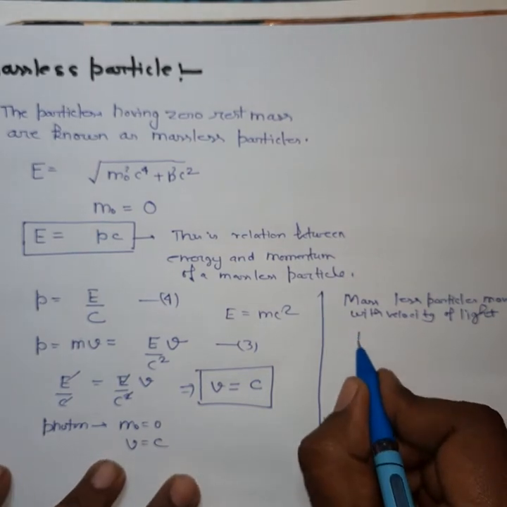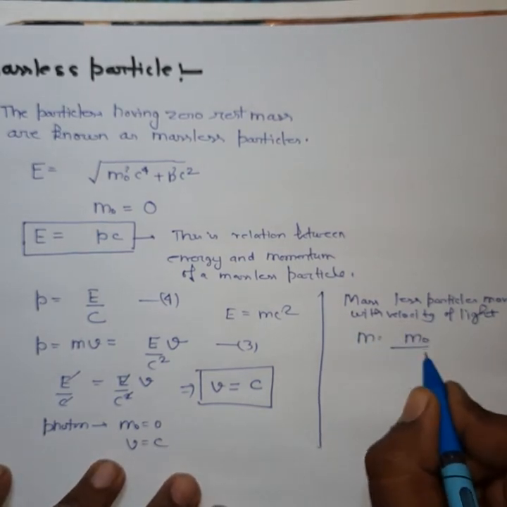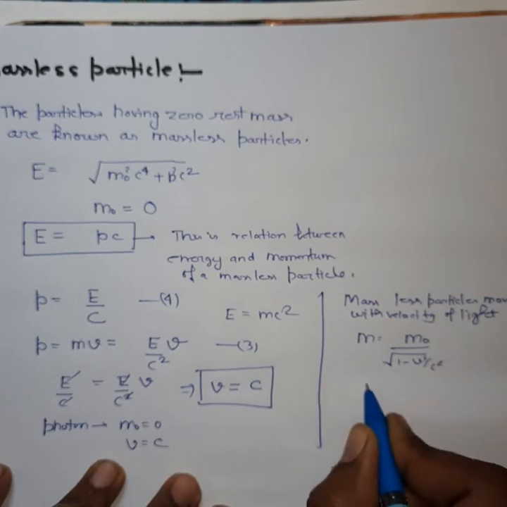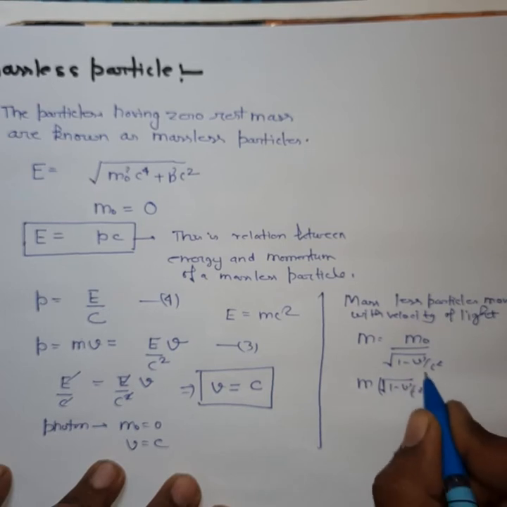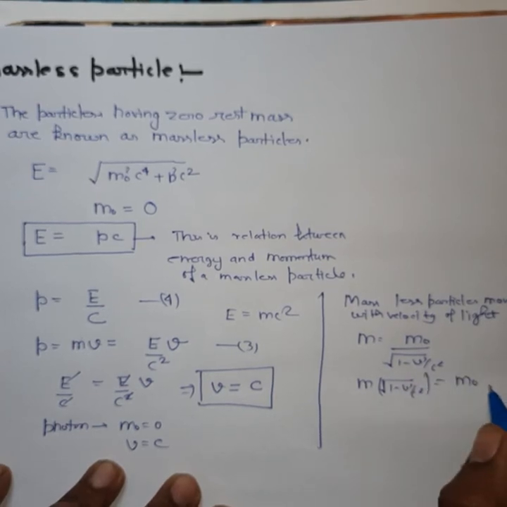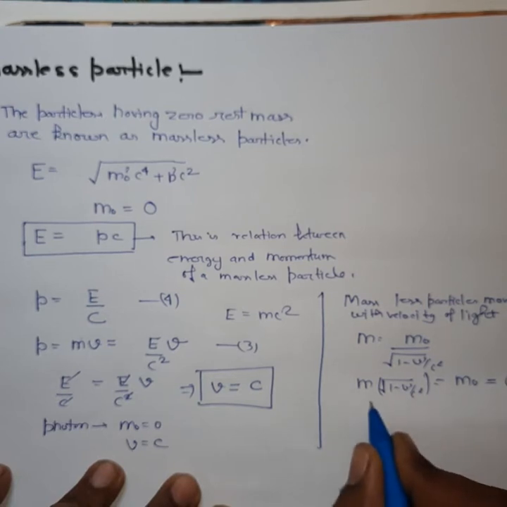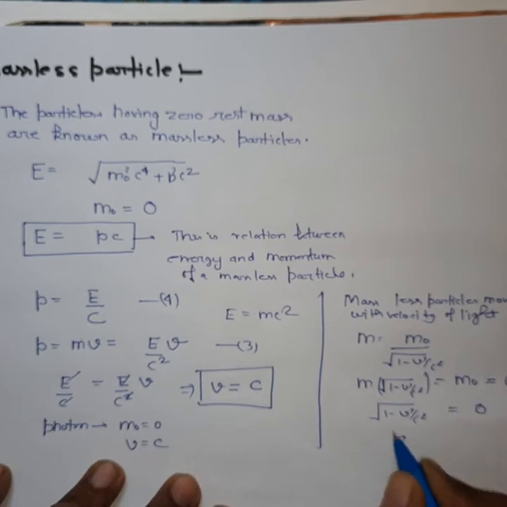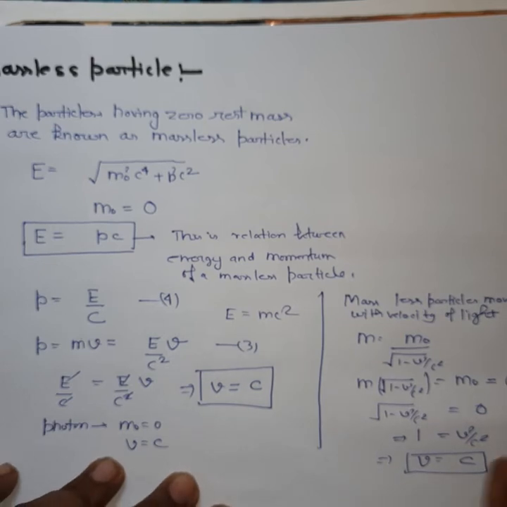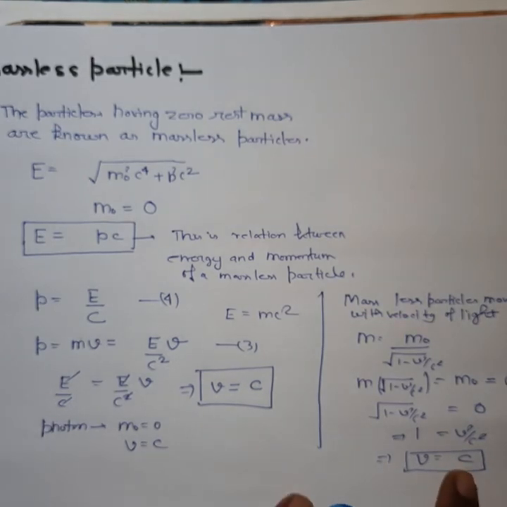But there is another way, you can use the expression m is equal to m naught divided by the square root of 1 minus v squared by c squared. So you can write m times the square root of 1 minus v squared by c squared equal to m naught. For the massless particle m naught will be 0, so we can say that 1 minus v squared by c squared is equal to 0, or simply you can say that 1 is equal to v squared by c squared. So a massless particle can move with the velocity of light.